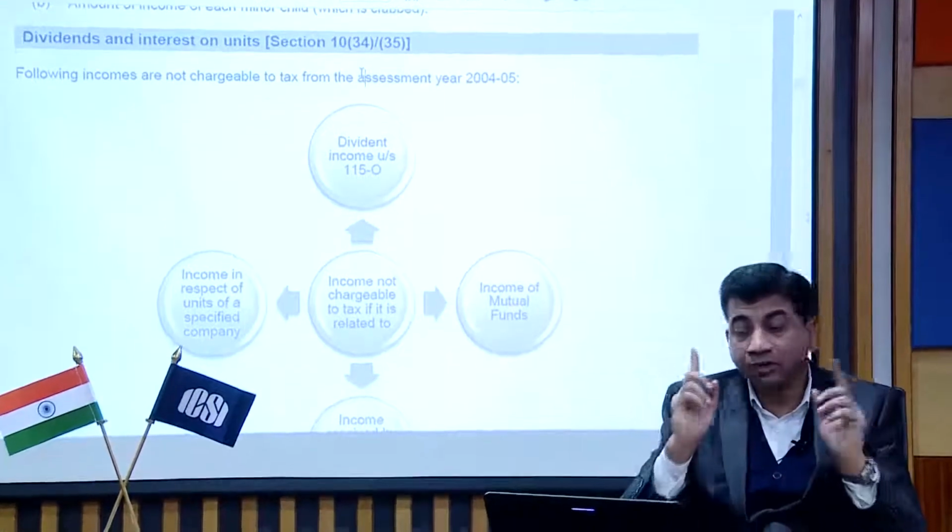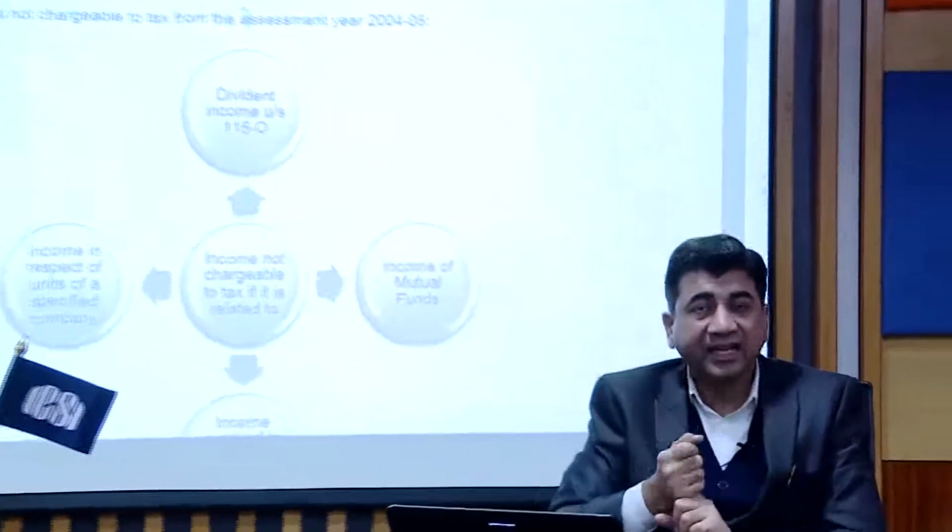Both is exempt. Repeating again, 10(34) is dividends from domestic company and 10(35) is income from units of mutual fund. Income might include dividend as well as interest. So write it down. 10(34) applicable where 115BBDA not applicable.